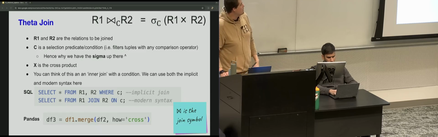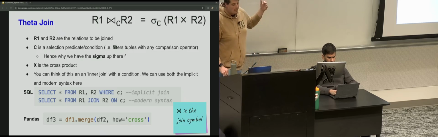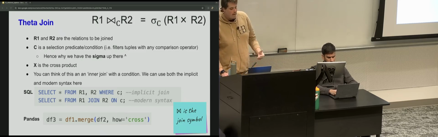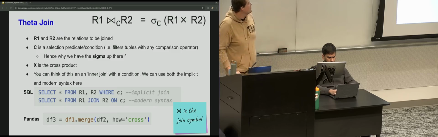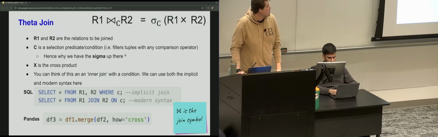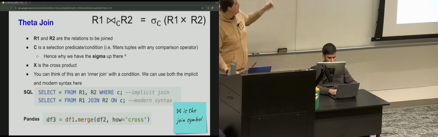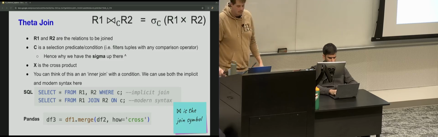You can write it using the join keyword and then the C, which is the predicate for whatever conditional you want to apply to it, or you can write it using this cross product with essentially a filter on it, like a selection. So these are two equivalent ways of writing it. Typically, you'd write it the left-hand side way, but it really doesn't matter which way you want to write it.